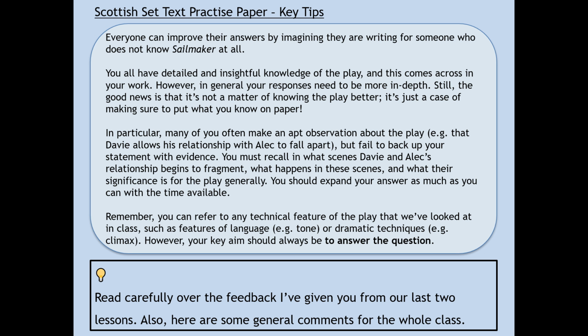Okay, so you're all experts on the play by this stage, and I'm not just saying that. Put that fact to good use, okay? Show off all the knowledge that you've got and don't take it for granted that anything is obvious. State the obvious. Imagine that you're speaking to someone who doesn't know the play at all.